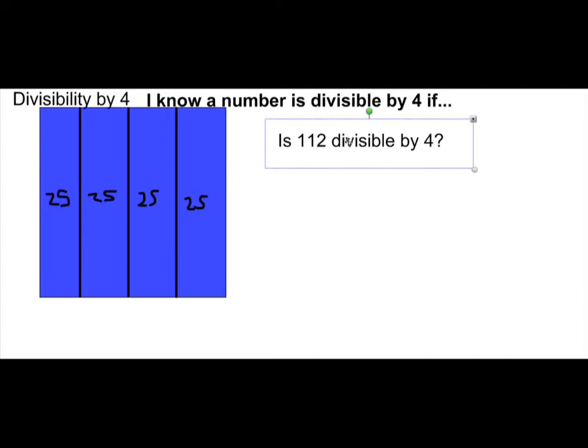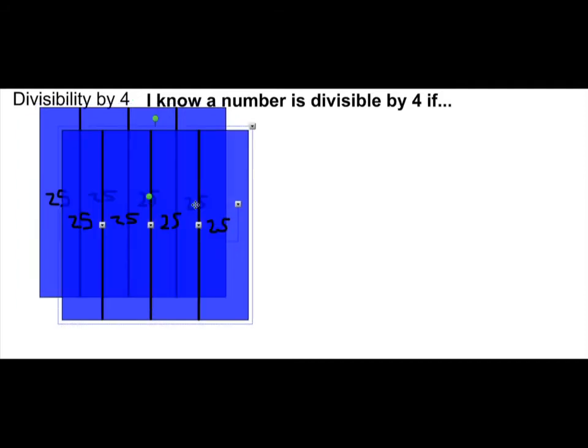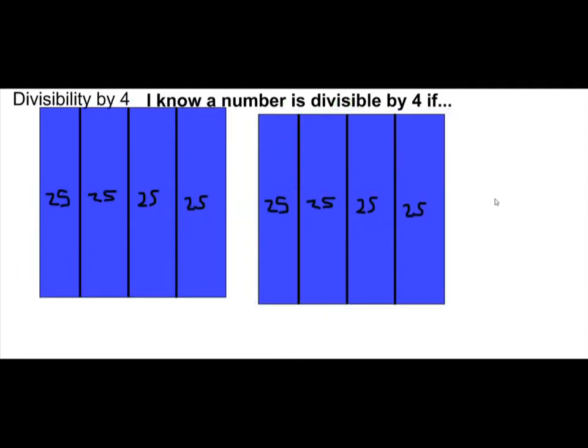Now hopefully you can see, I'm just going to erase this for a moment here, and I'm going to copy that, move it over here. Let's say we have a number like 200. Is 200 divisible by 4? Of course it is. I can show 4 equal groups here.